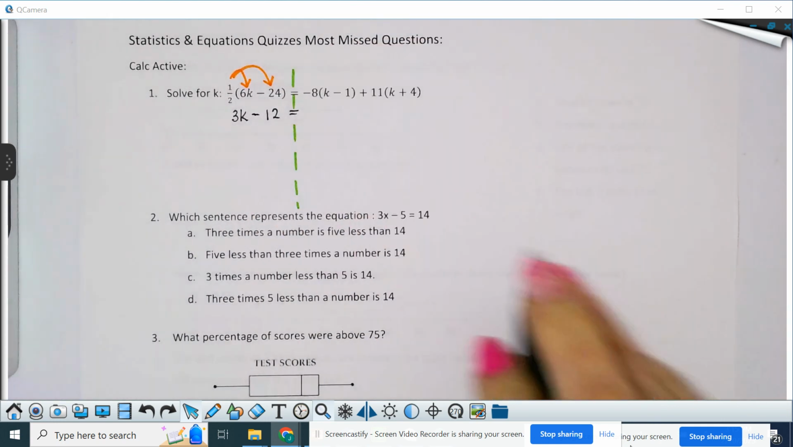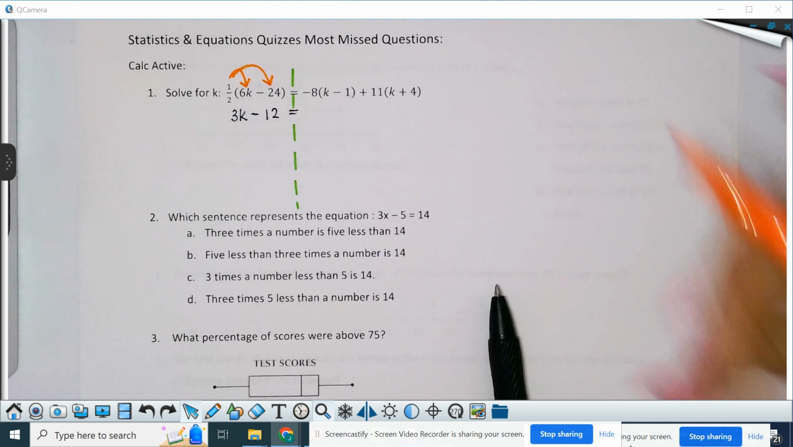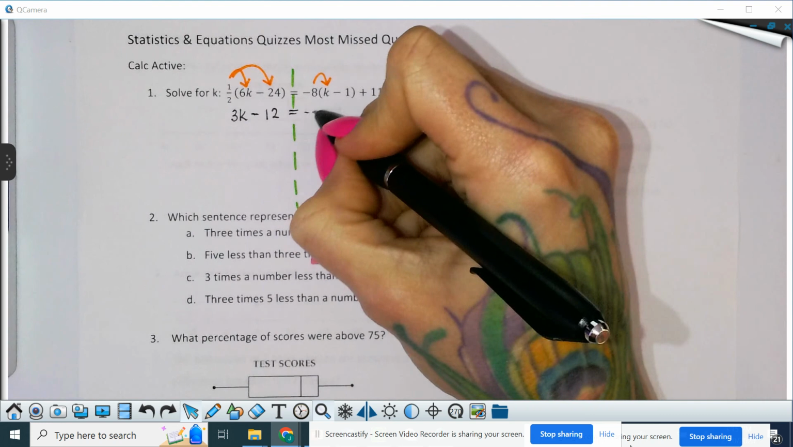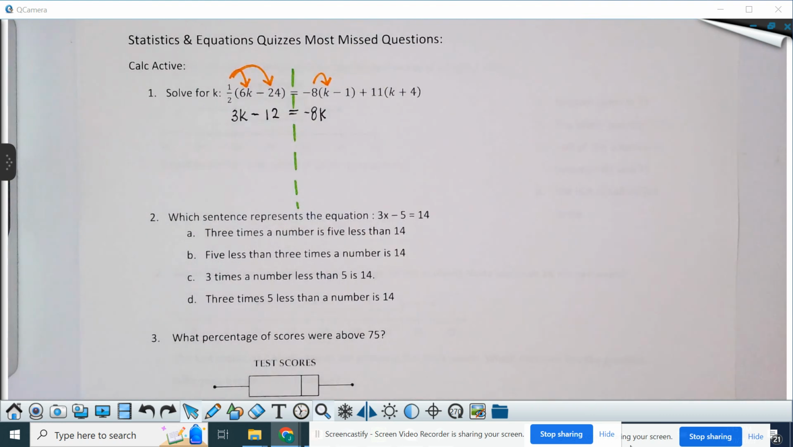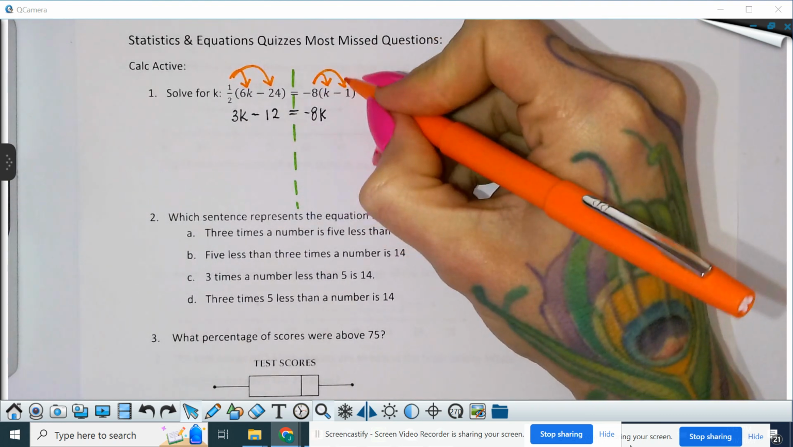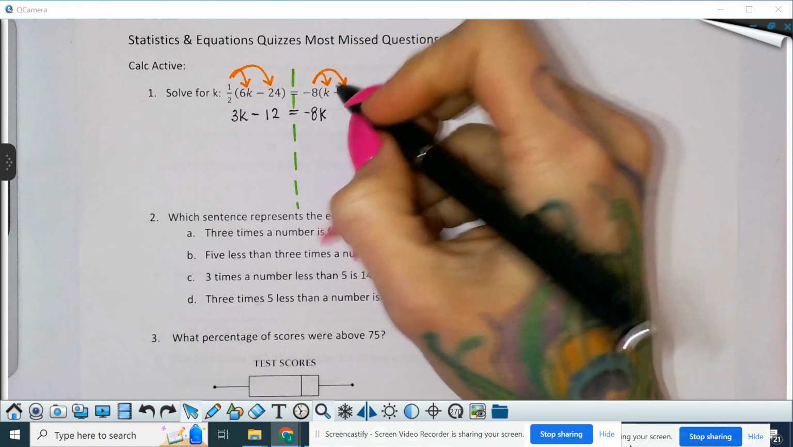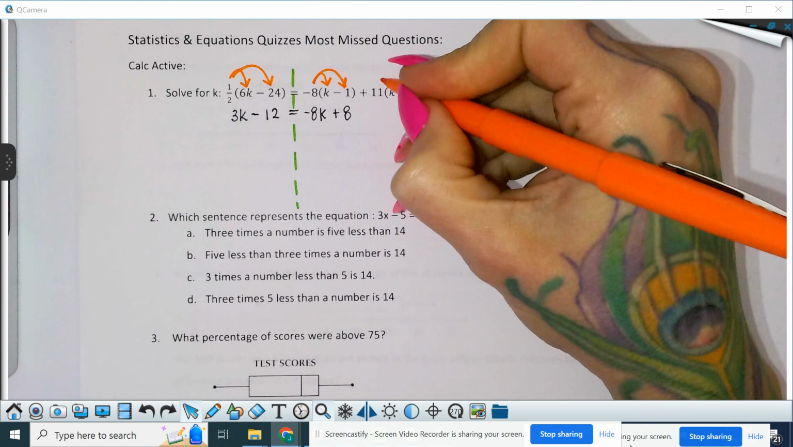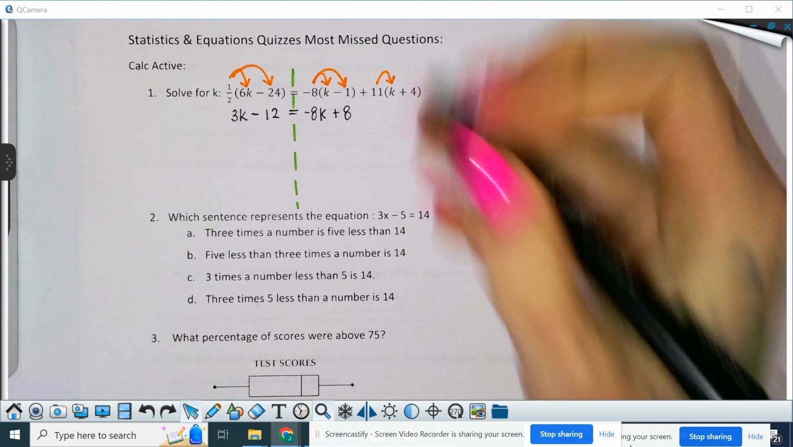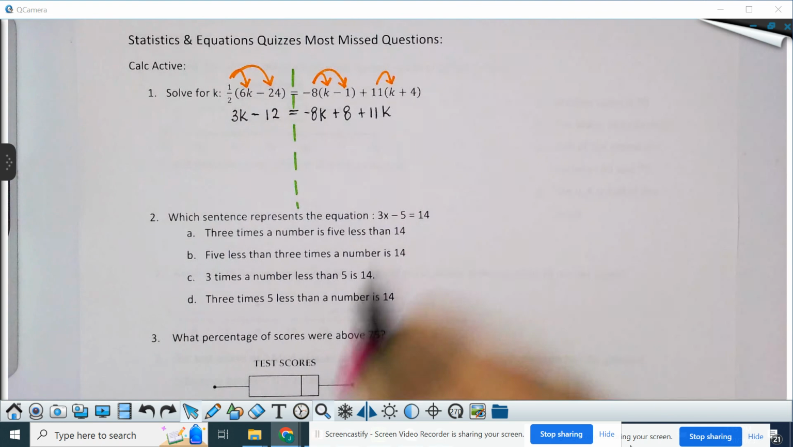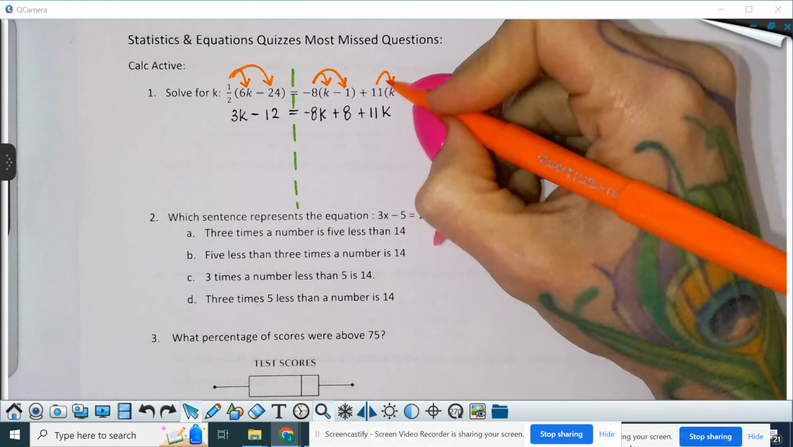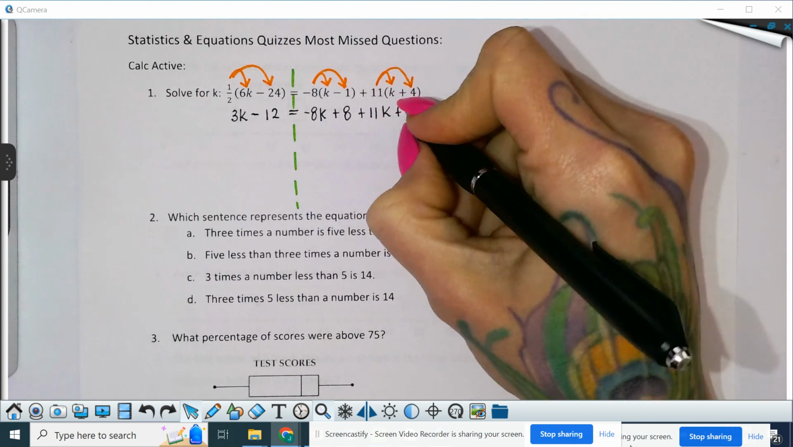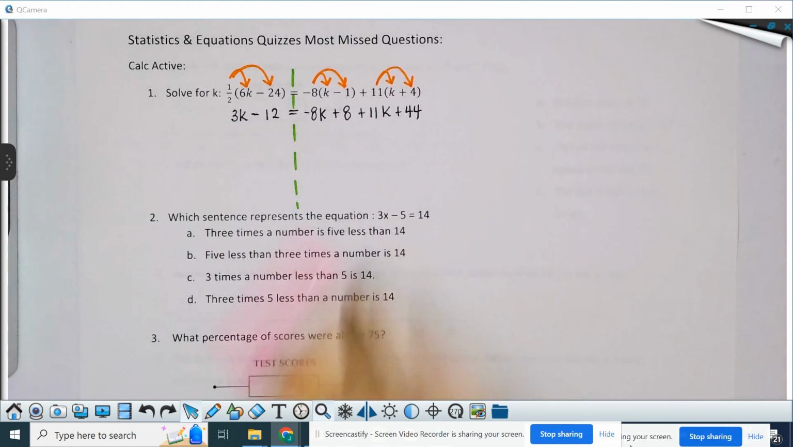Now when we get to the other side, again, you've got parentheses. So it's negative 8 times k, negative 8k. Negative 8 times a negative 1 is going to give us a positive 8, because a negative times a negative is a positive. Then we have a positive 11 times k, so it's going to be plus 11k. And then 11 times 4 is going to give me 44. So with order of operations, you do want to distribute first all the way through.